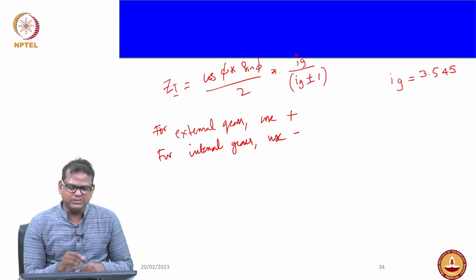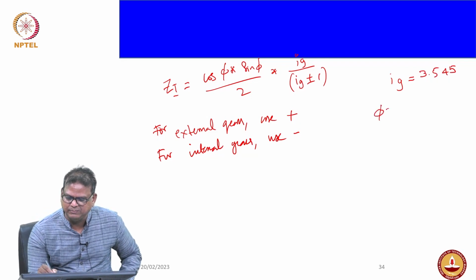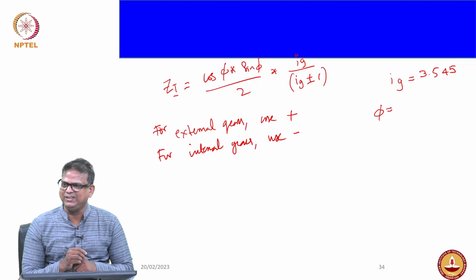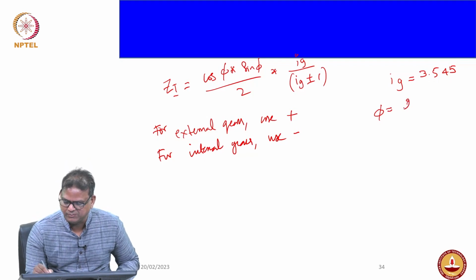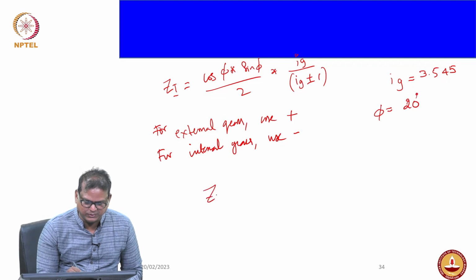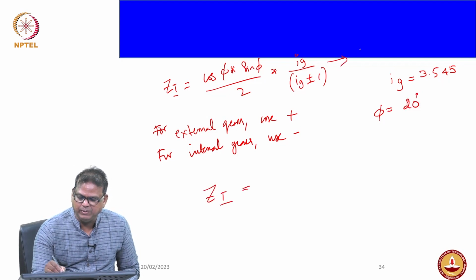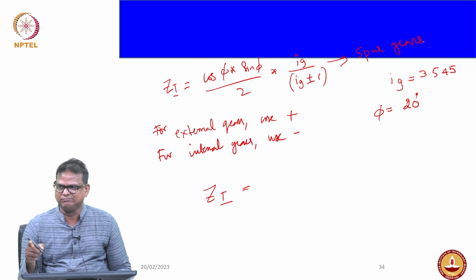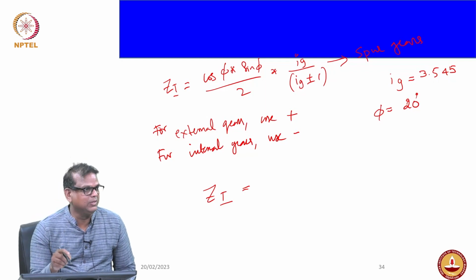Okay. So, what is the pressure angle we have assumed at the beginning? 20 degree, right? Pressure angle 20 degree we have assumed it. Okay. So, can you substitute and tell me what is the value you are getting? ZA equal to... Remember, this equation is applicable only for spur gears. If you have helical gears, then you use a different equation. Okay. So, this is applicable only to spur gears.